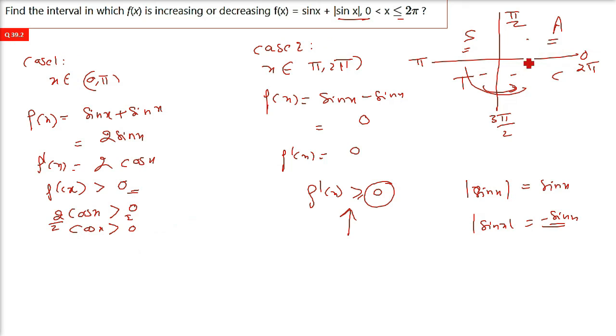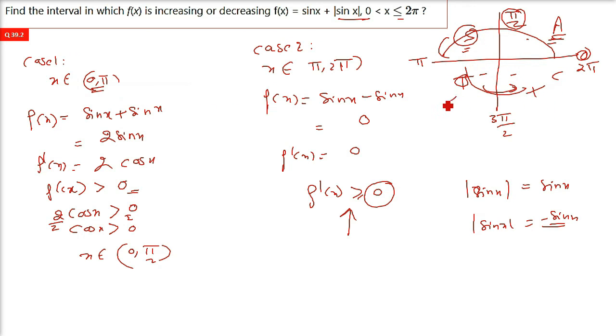Where do you get cos x greater than 0? Cos is positive in the first quadrant and the fourth quadrant. That is, x should be between the first quadrant and the fourth quadrant. So 0 to pi by 2 it is increasing. It is negative here, it is negative here, it is positive. I am talking about positive right now because we cannot go beyond 0 to pi. Case 1 is only between 0 to pi. Please remember, you cannot take 3 pi by 2 to 2 pi because it is out of bounds, because we have taken case 1 as 0 to pi only.